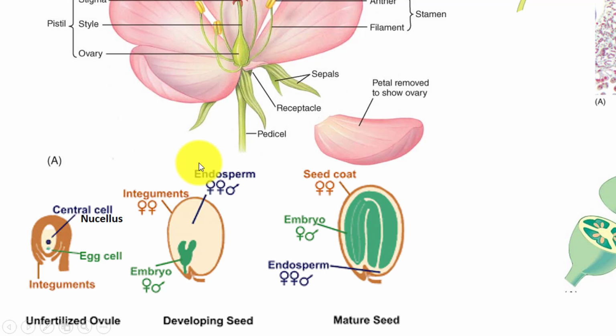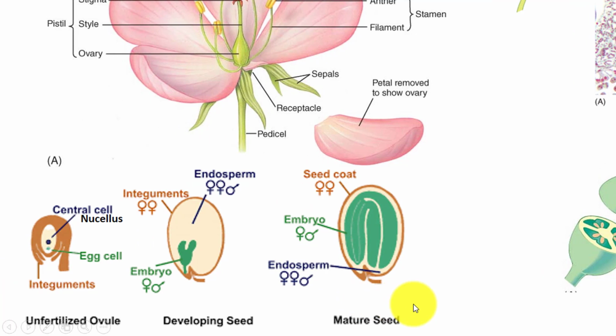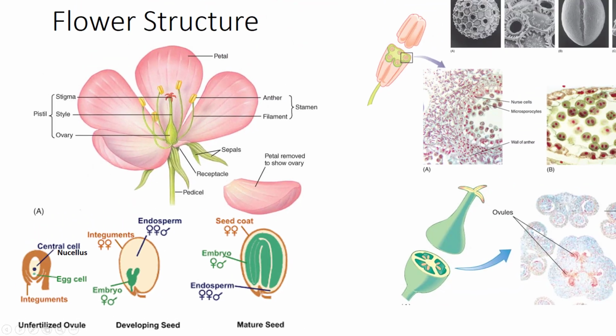The megasporocyte undergoes meiosis to produce 4 megaspores. 3 degenerate. An ovule develops into a seed after it is fertilized. The integuments that surround the nucellus expand and mature into the seed coat. The surrounding ovary develops into a fruit.